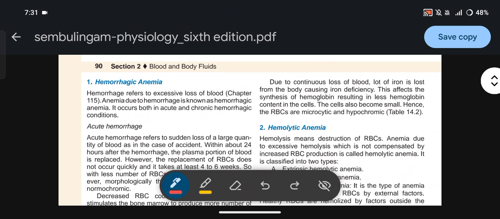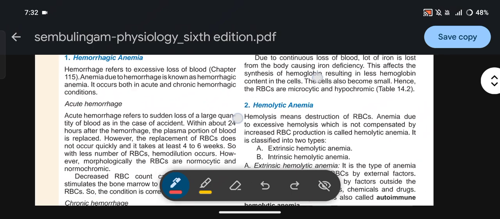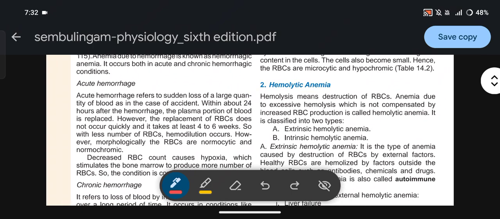First of all, the hemorrhagic anemia. Hemorrhage means the excessive loss of the blood. So what is hemorrhage? Hemorrhage refers to excessive loss of blood, and anemia due to hemorrhage is known as hemorrhagic anemia, and it occurs both in acute and chronic hemorrhagic conditions. So in case of hemorrhage, there are two conditions: one is acute, one is chronic. So let us start with the acute hemorrhage.